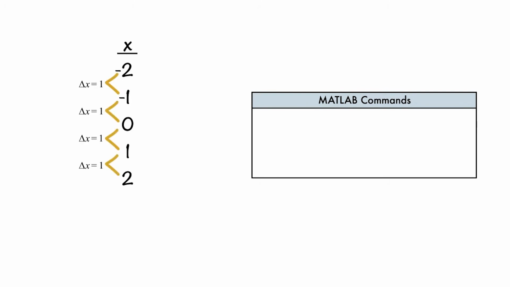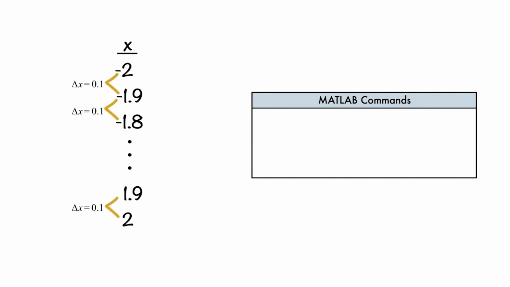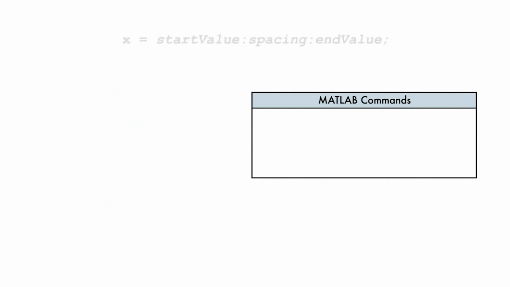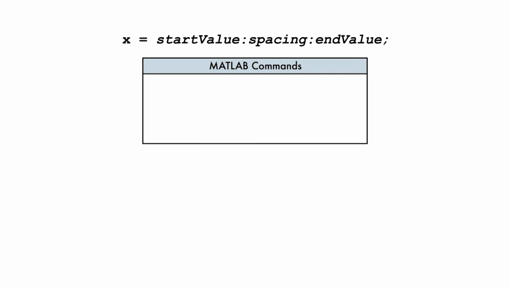Creating lists of regularly spaced numbers is very common. We know how to create vectors by entering numbers, but what if we want to make the spacing 0.1 instead of 1? Our vector grows from 5 numbers to 41 numbers, and who wants to type in 41 numbers? Fortunately, there's a better way. We can create the same vector with just 3 numbers: the start value, the spacing, and the end value.